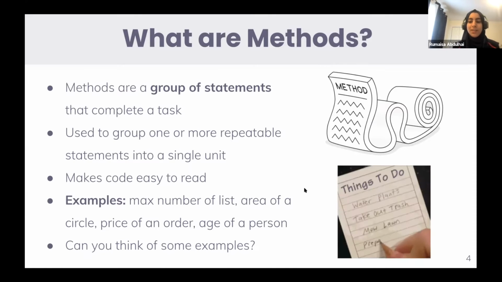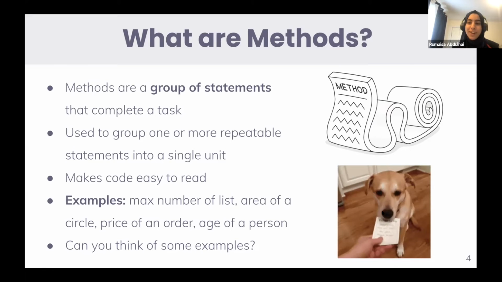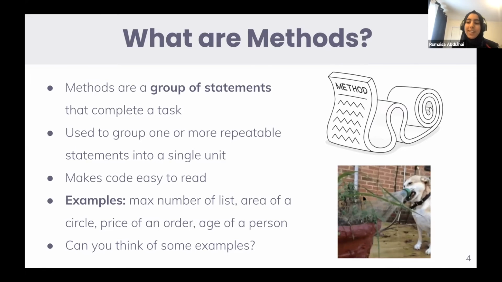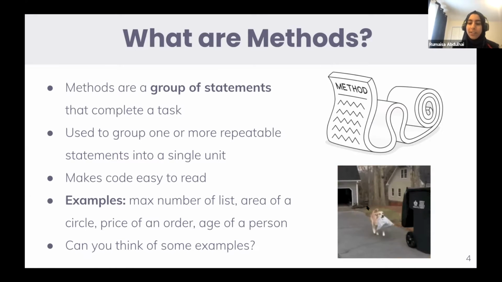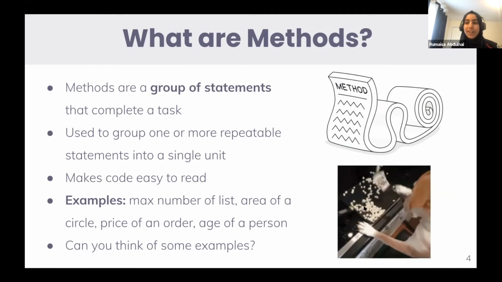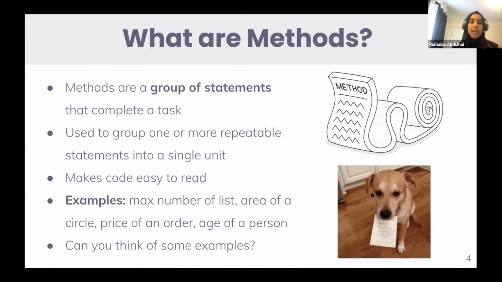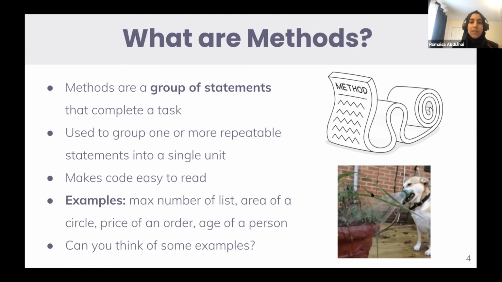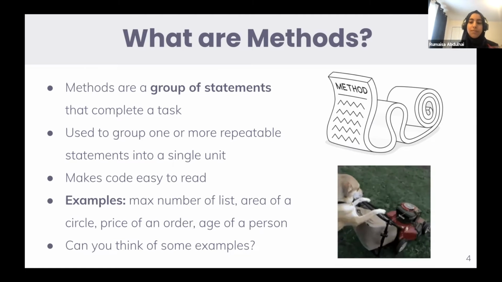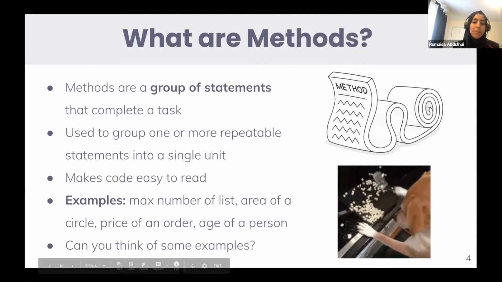And then to the right, you see this little GIF of a dog doing small chores, like watering the plants, taking out the garbage, mowing the lawn, frying food. So these are all examples of tasks that we could even make into a method. So, that's just a simple example.